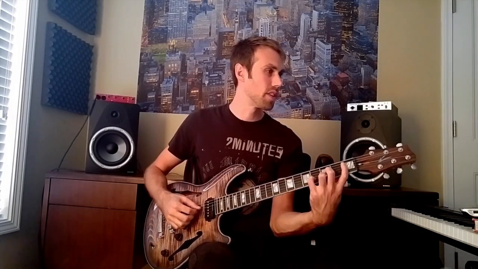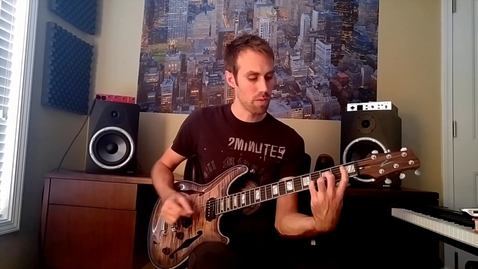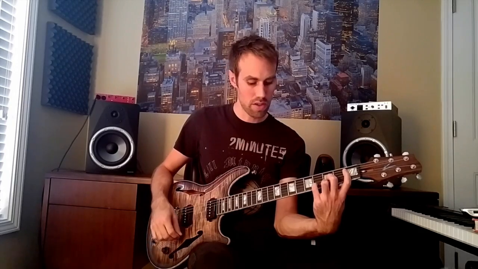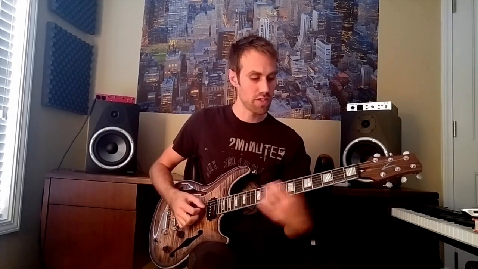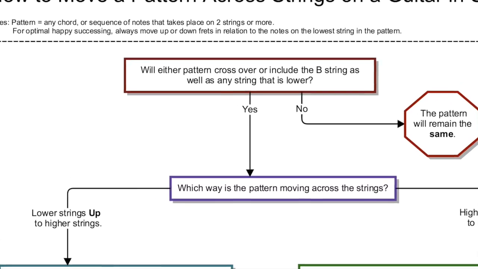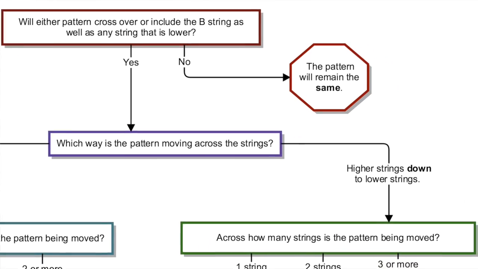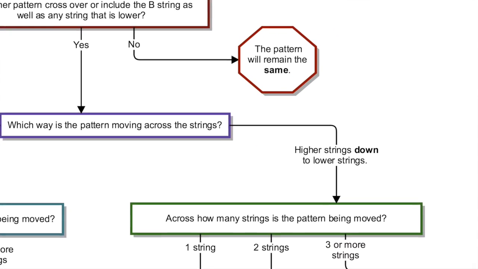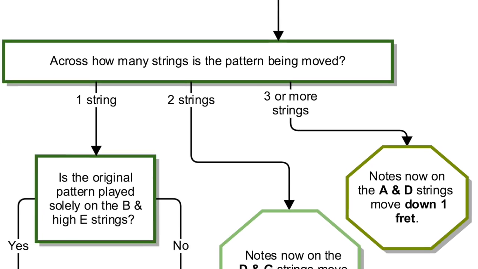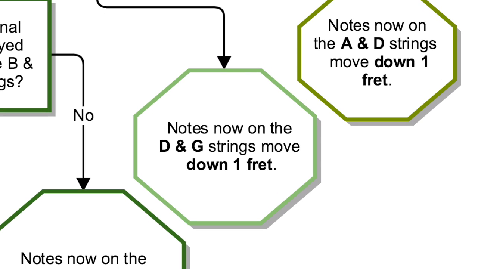Will either pattern be on the lower B string as well as the... well, let me show you where we're going to move it first. So we're going to start it here, but we're going to go straight down to here. So we're actually going to go down 2 strings this time. So it does take place in the B and a lower string. We're moving down, so we're going to be on the right side of the chart. One string is not the case this time. We're moving down 2 strings. So this time notes on the D and the G move down 1 fret, both of them.